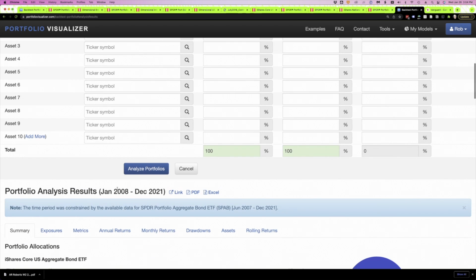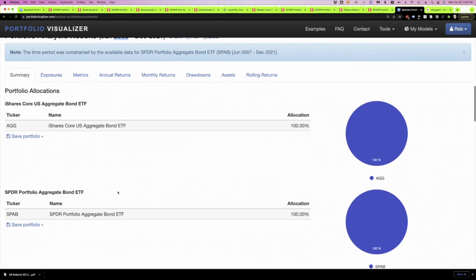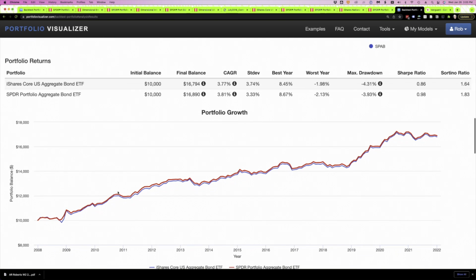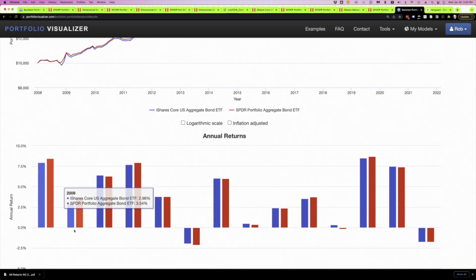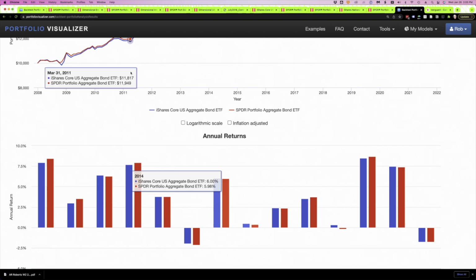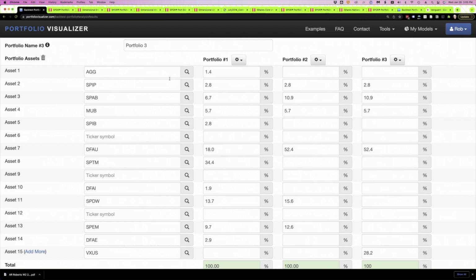And we get data going back to 2018. And when we look at it, it's almost a mirror. There's a 4 basis point difference in the compound annual growth rate. I guess standard deviation's a little lower here, but you can see the returns are almost identical. And even on a year by year basis, pretty similar. So I really have no idea why we've got 6.7% in one aggregate bond fund and 1.4 in another. Again, that would be a question for the advisor.